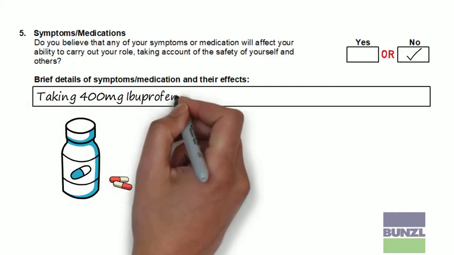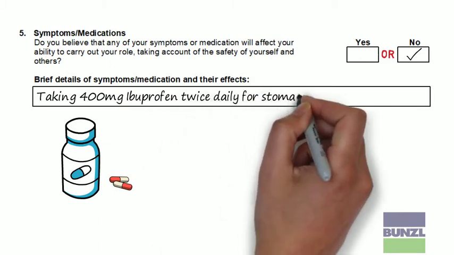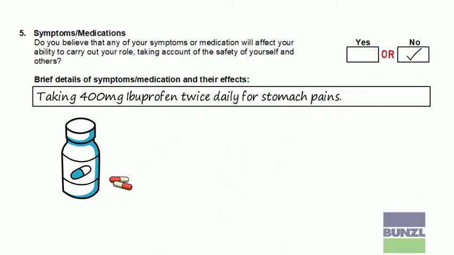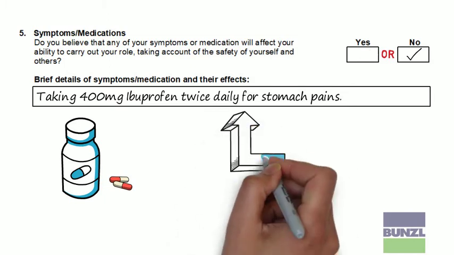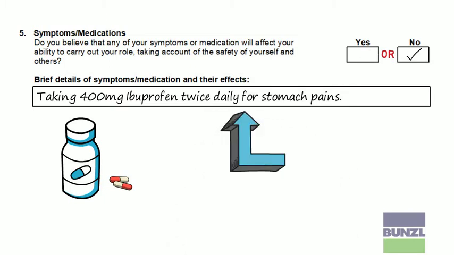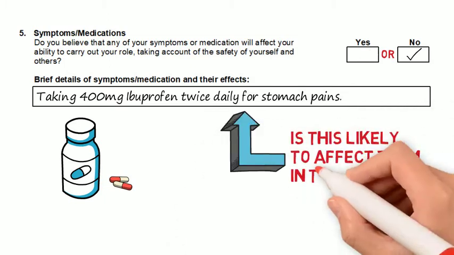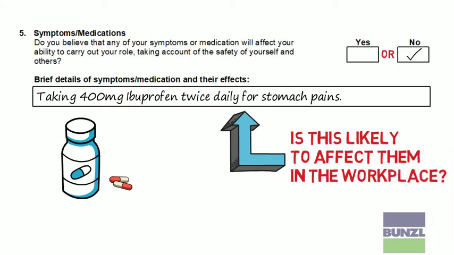Please note here any medication the employee is on, if applicable, and the side effects that this may have, and also any symptoms that the employee may still be experiencing and how these could affect them in the workplace if so.